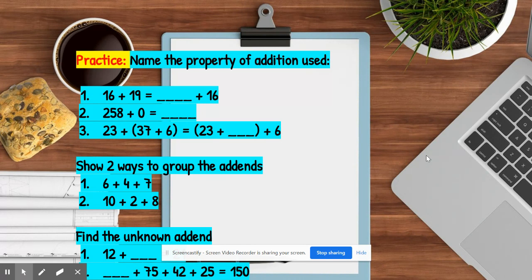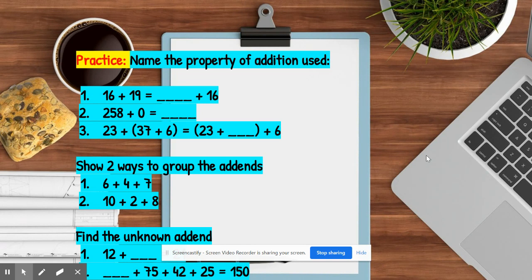What about the next 2 examples? This one says show 2 ways to group these addends. So if I'm going to group them, what property am I playing with? Addition. If I'm grouping them, I'm not playing with them. Associative, very good. So I'm going to be playing around with the associative property. But I want you to take these, like for number 1, take the numbers 6, 4, and 7, and show me ways that I could group them to show the associative property so that I get the same answer. Do that for number 1 and for number 2.